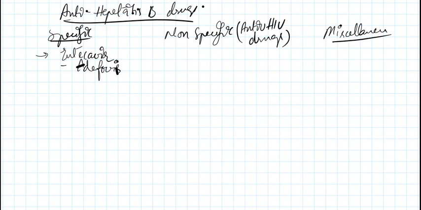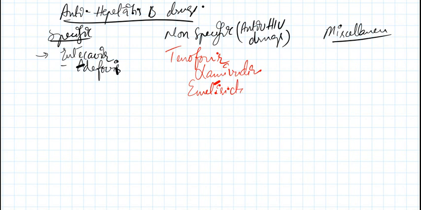What are those? Tenofovir. Tenofovir is used for HIV? Yes. Lamivudine. Lamivudine is used for HIV? Of course it is used. Emtricitabine. Very, very important. Emtricitabine is the derivative of lamivudine. And remember one thing, most clinicians make this mistake.